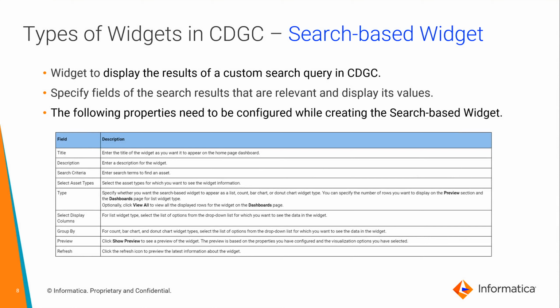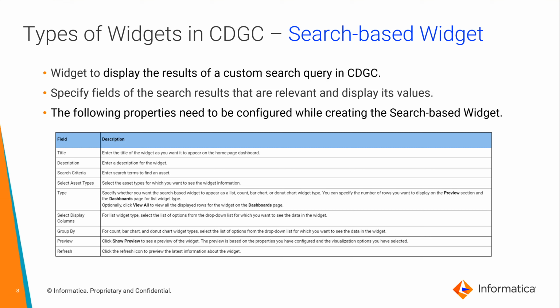The next widget that we would be looking into today is going to be the search-based widget. So this widget can be used to display the results of a custom search query in CDGC. In CDGC, if you would like to search for assets using the search bar, you will be providing search queries over there to return particular values of interest. The same search queries can be used in the search-based widget to bring in a subset of the data in Cloud Data Governance Catalog, which are relevant, and you can display its values in the widget.